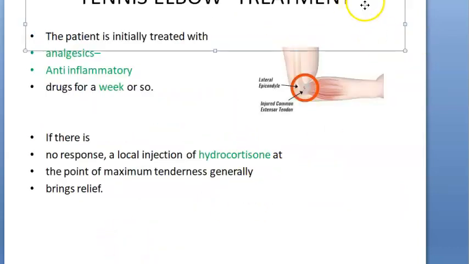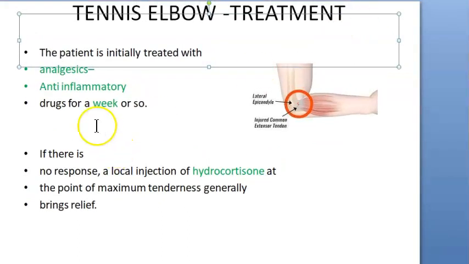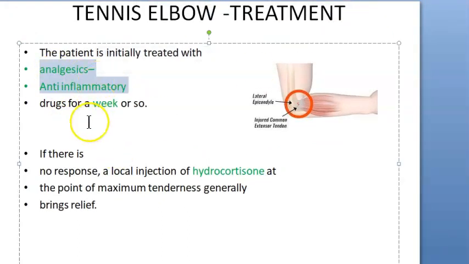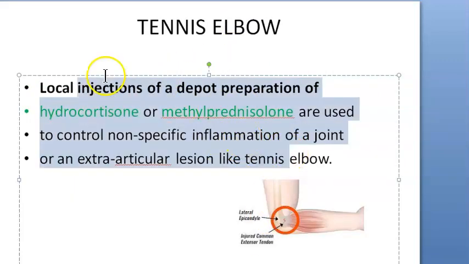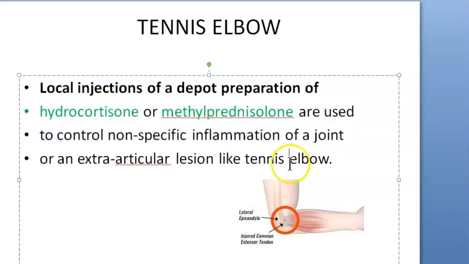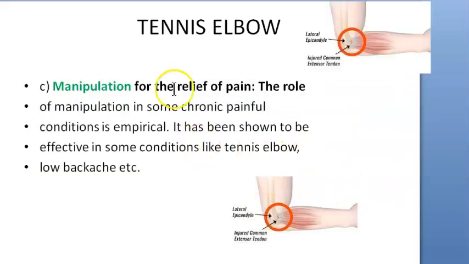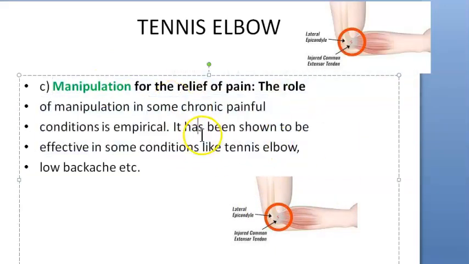Then how do you treat it? Ask them to rest. Give analgesics, anti-inflammatory drugs for a week or so. That's it. An injection of hydrocortisone is typical standard orthopedic stuff. For tennis elbow, basically a depot preparation of hydrocortisone. You will give a local injection. That's what they are saying. Manipulation for the pain relief. What is this manipulation, guys? Focus.